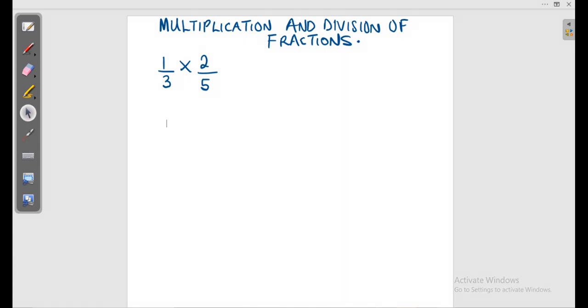Now, if you look at this, 1 times 2 will give us 2, 3 times 5 will give us 15. And here, there is nothing that can divide 2 and 15 at the same time. So that means we will leave it this way.